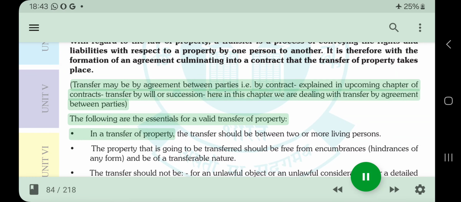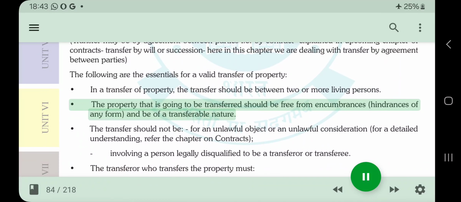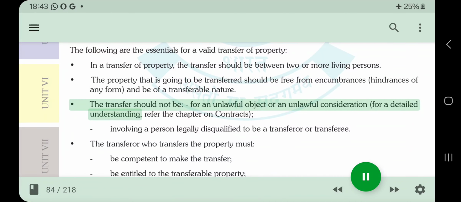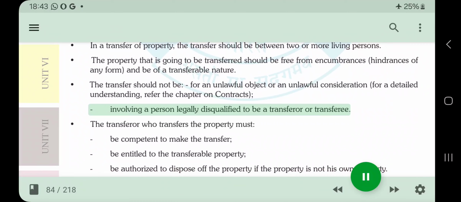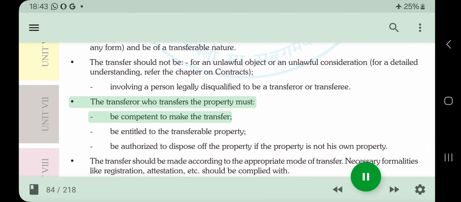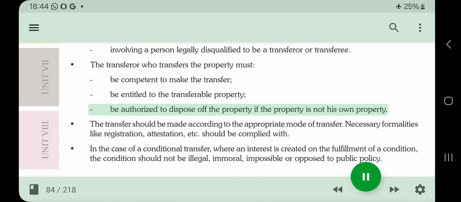In a transfer of property, the transfer should be between two or more living persons. The property that is going to be transferred should be free from encumbrances and hindrances of any form, and be of a transferable nature. The transfer should not be for an unlawful object or an unlawful consideration. For a detailed understanding, refer to the chapter on contracts, involving a person legally disqualified to be a transferor or transferee. The transferor who transfers the property must be competent to make the transfer, be entitled to the transferable property, and be authorized to dispose of the property if the property is not his own property.